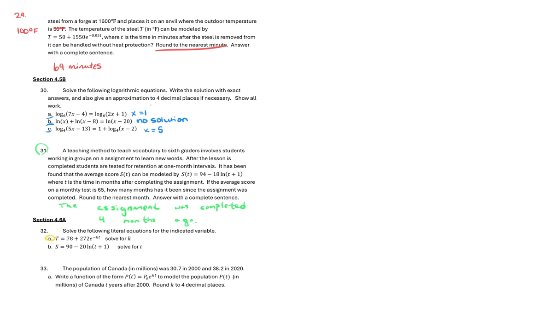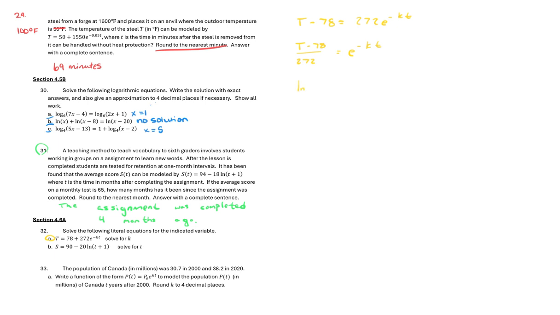So the first thing that we can do is go ahead and move that 78 to the other side to help isolate k. So if we have T minus 78 equals 272 e to the negative kt. So next we can divide everything by 272 to get (T minus 78) over 272 equals e to the negative kt. Our next step is we take the natural log of everything.